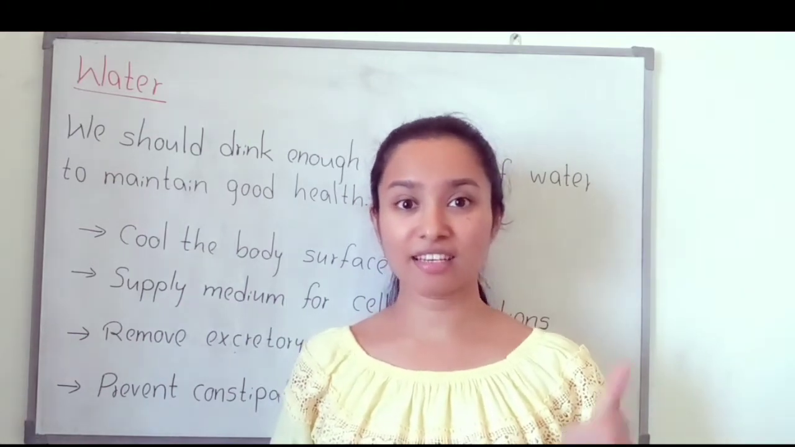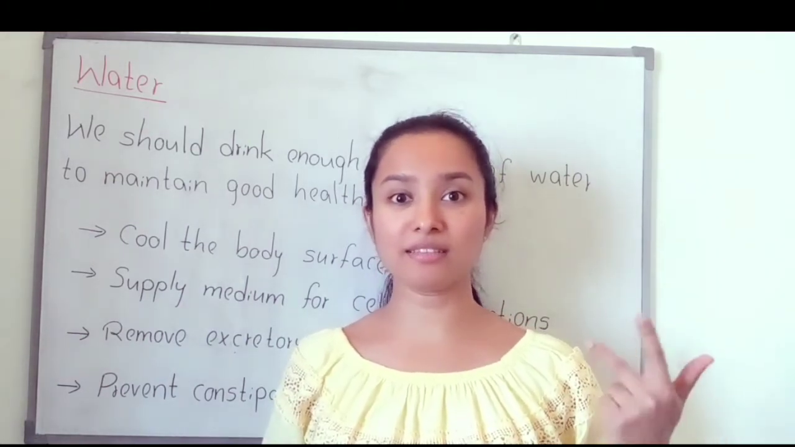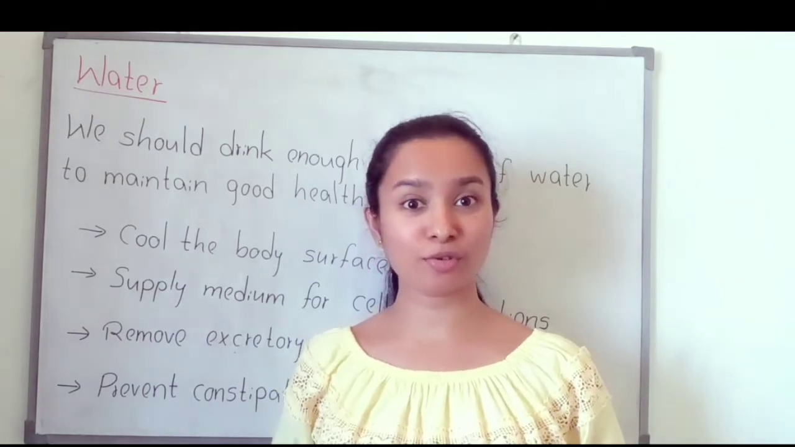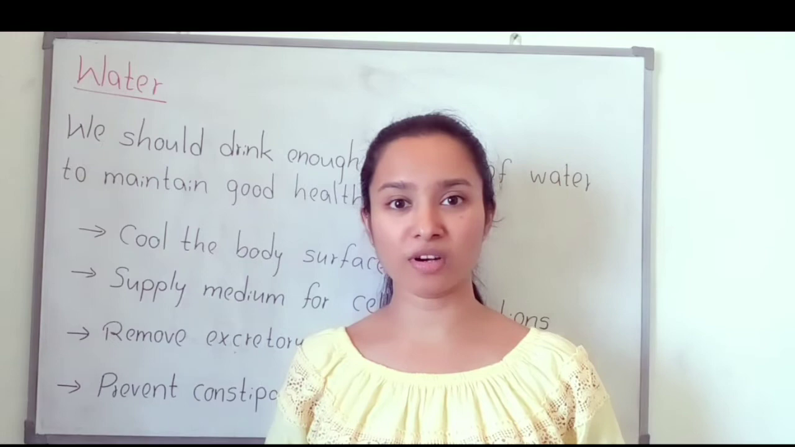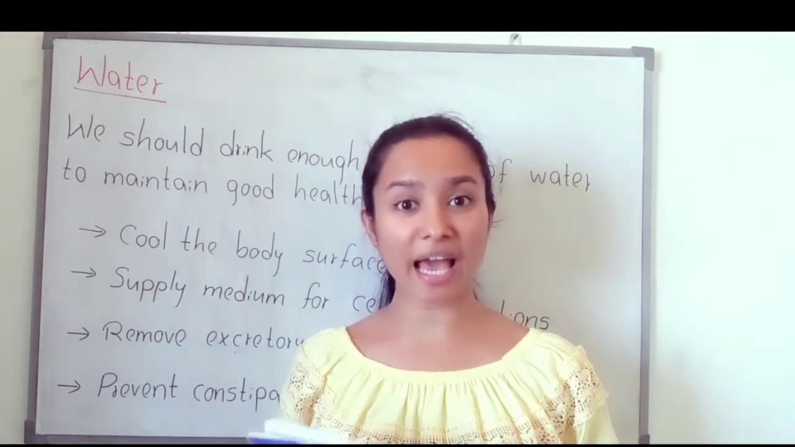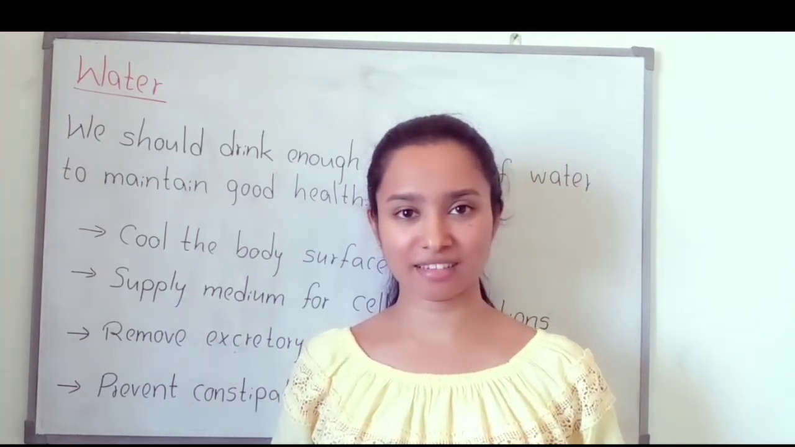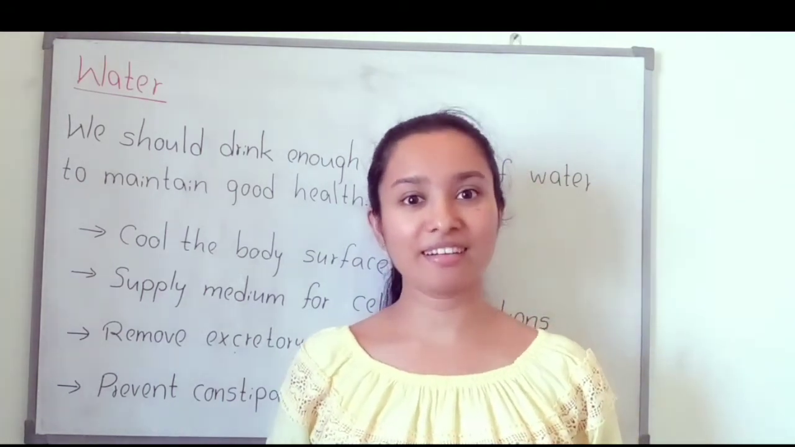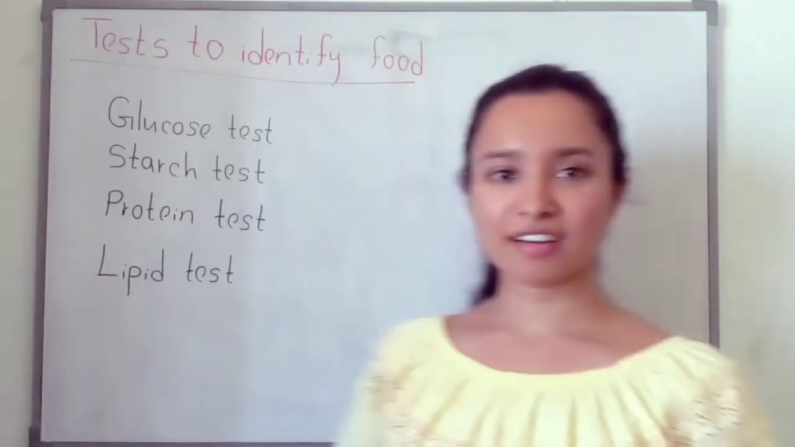Okay. Now you know what the main things are that should be added to your diet. In a diet: carbohydrates, proteins, lipids, vitamins, minerals, and what are the other two? Fibrous things and water. These things should be added to your diet. So it will help to maintain a healthy body.